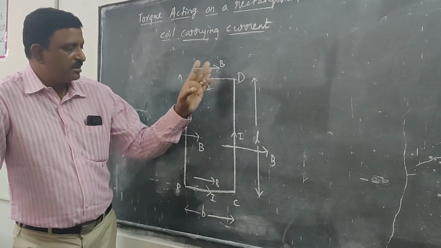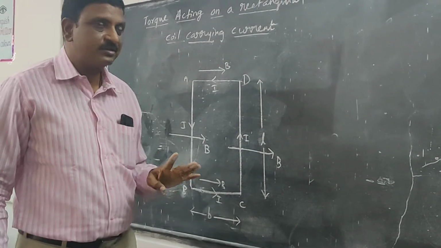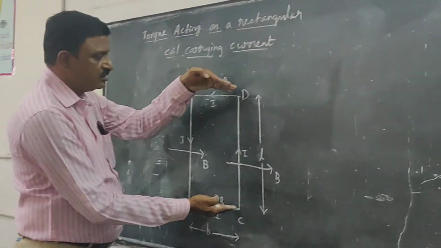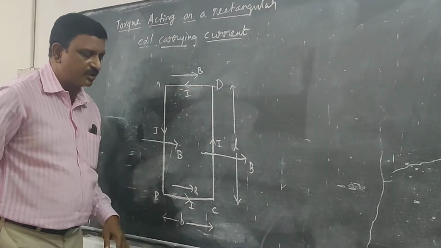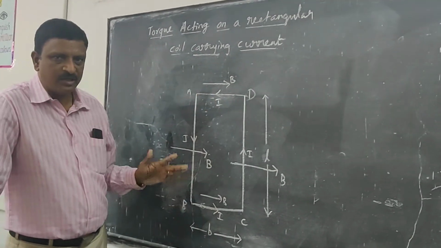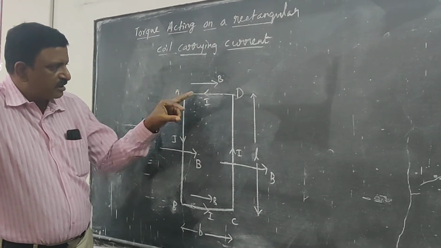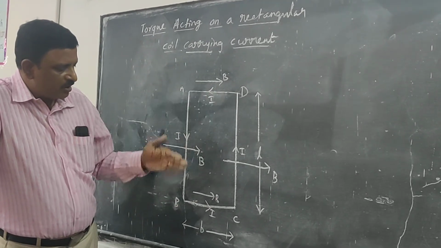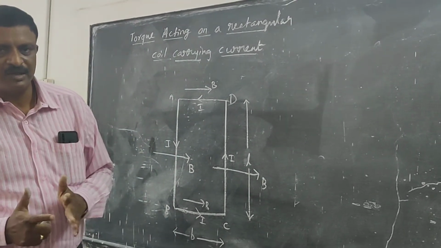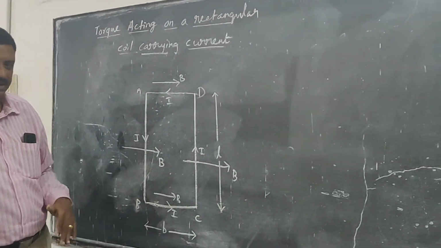That means the ABCD rectangular coil we can divide into 4 current carrying conductors. AB, BC, CD and AD are current carrying conductors. All 4 put together will act as a rectangular coil. The breadth sides are parallel to the direction of magnetic field. The current carrying conductors are parallel to the direction of magnetic field. So the value of force will be 0 on the breadth sides of the coil.